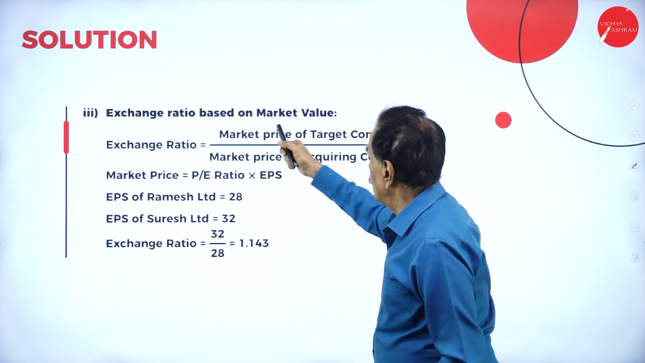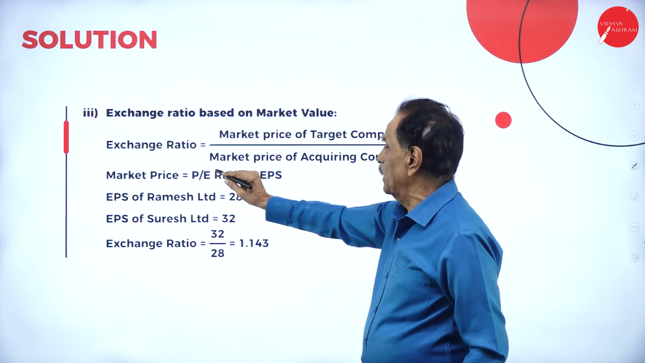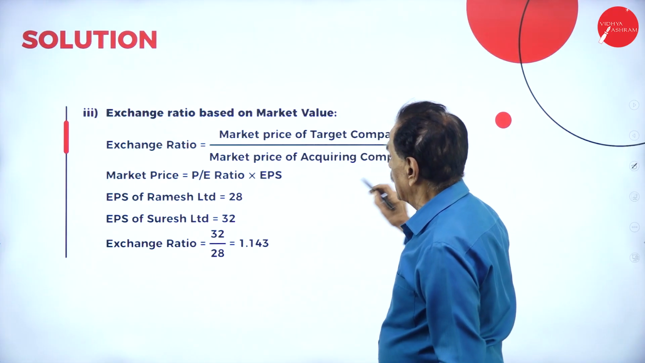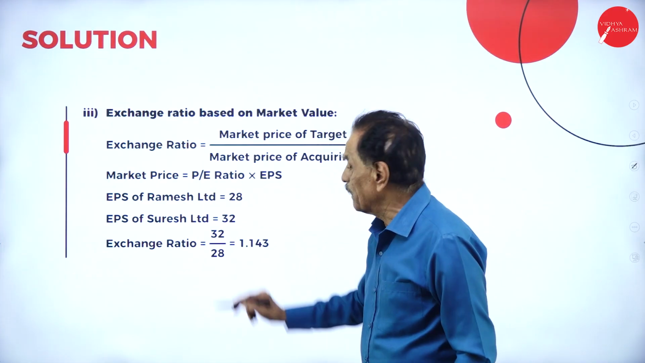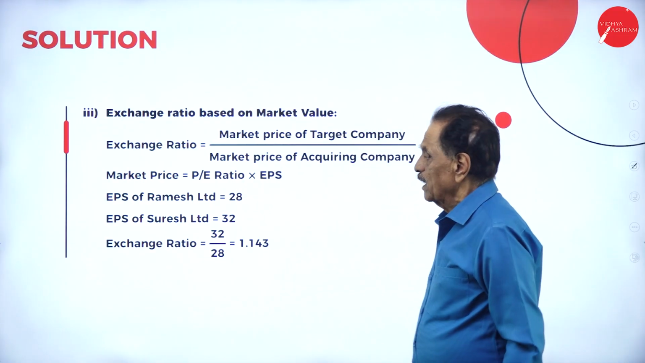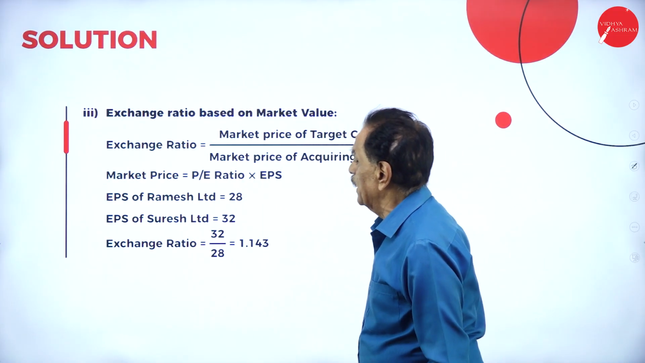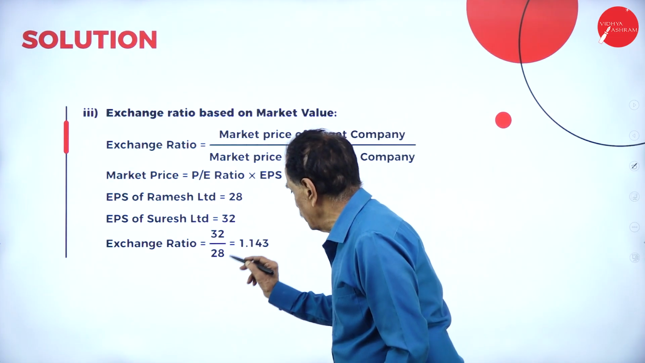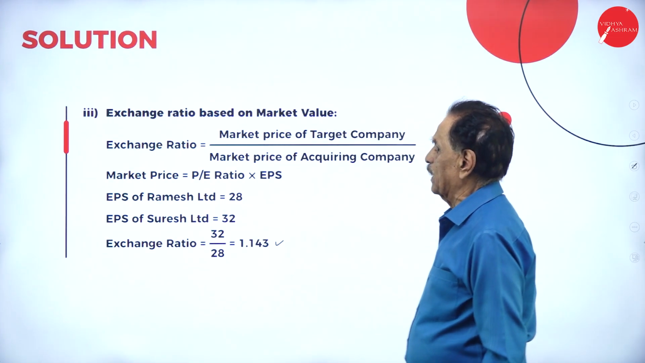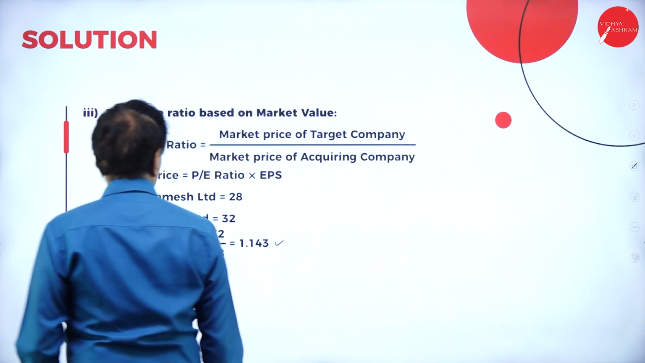Then the exchange ratio based on market value: exchange ratio is market price of target company divided by market price of acquiring company. Market price is price earning ratio into EPS. EPS of Ramesh Limited is 28. EPS of Suresh Limited is 32. So 32 divided by 28 is 1.143. Directly they have given. Very important.